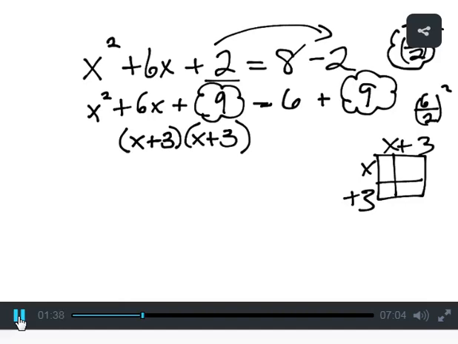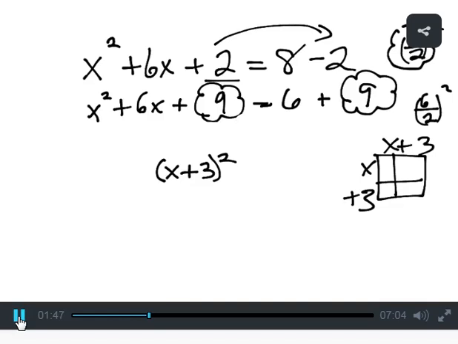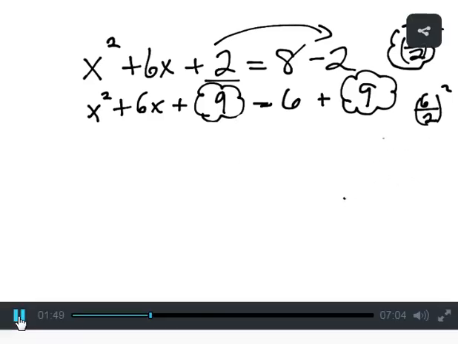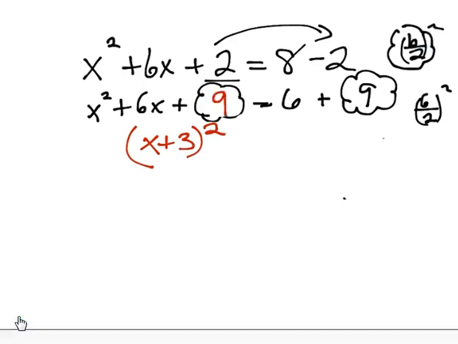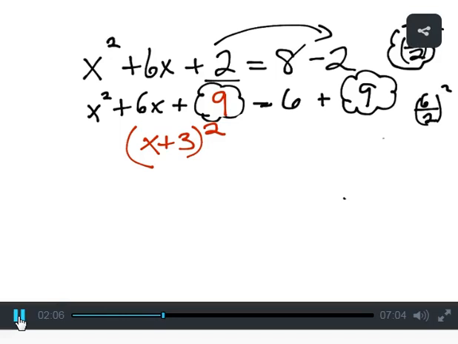So let's think, what's the correct way to write it? X plus 3 squared, right? Well, let's back up just a little bit and see if we can't make this a little easier. What is 6 divided by 2? 3. So x plus 3. And 3 squared is 9. That's the way you're going to think about it. You're going to get to the point where you can do it that quickly.